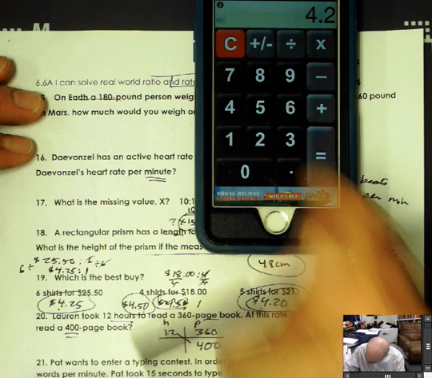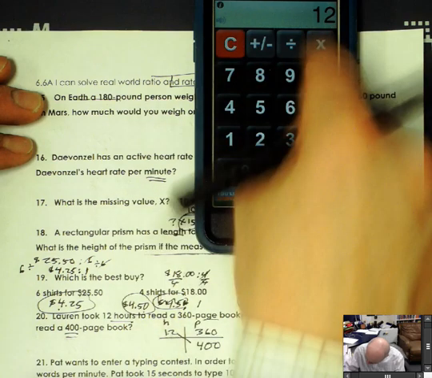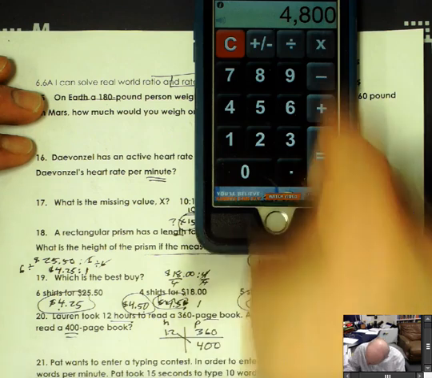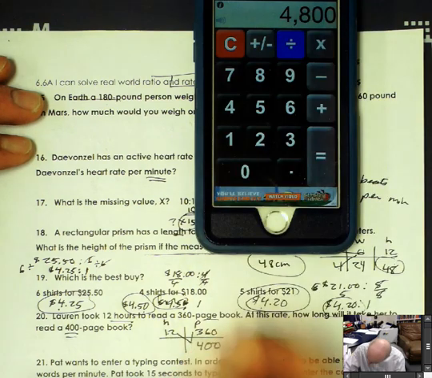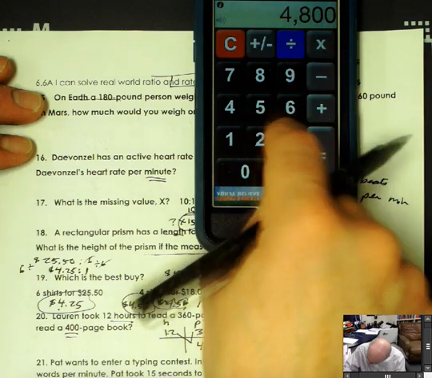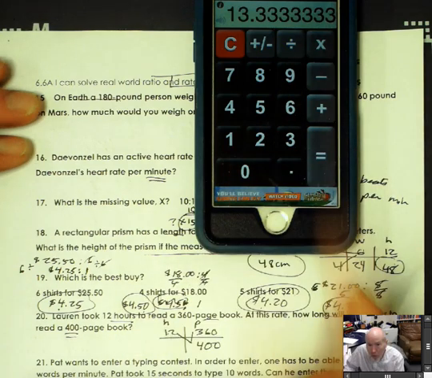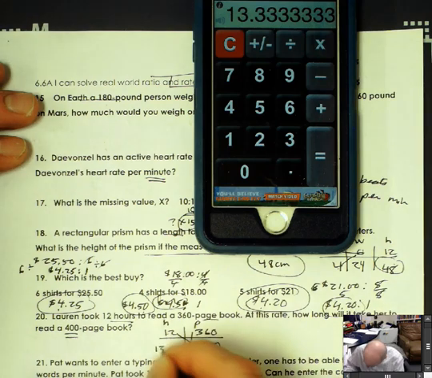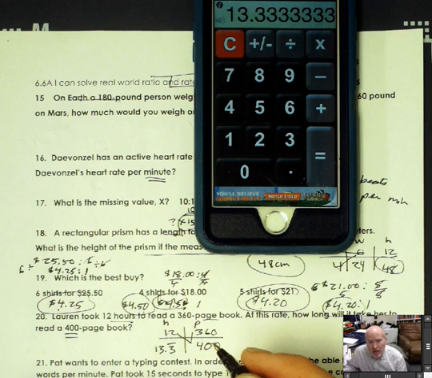So we got 12 times 400. 12 times 400 equals 4,800. And then we need to divide by 360. Divide by 360, and it equals what? Oh, wait. I know what that means. That's 13.3 hours. 0.33. It's like 13 1/3 hours.